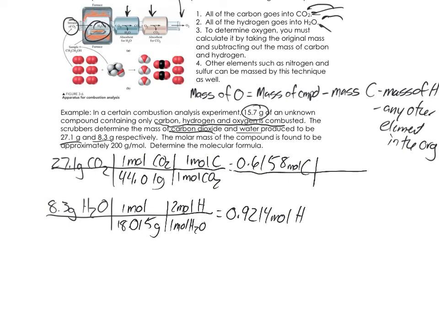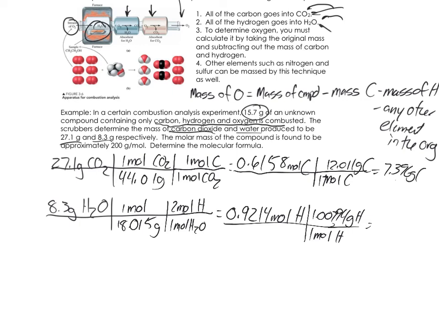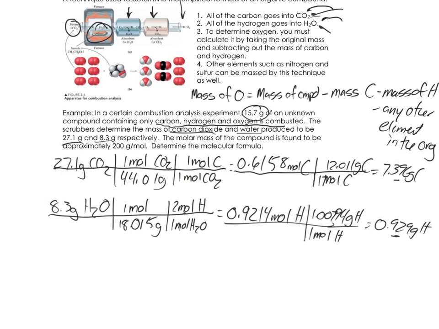So what I'm going to do is convert from 1 mole of carbon to 12.011 grams of carbon. And for every 1 mole H, I have 1.00794 grams H. And so this gives me 7.396 grams of carbon and 0.929 grams of hydrogen. Why do I need this? Because I need to determine what my composition of this compound is in oxygen.